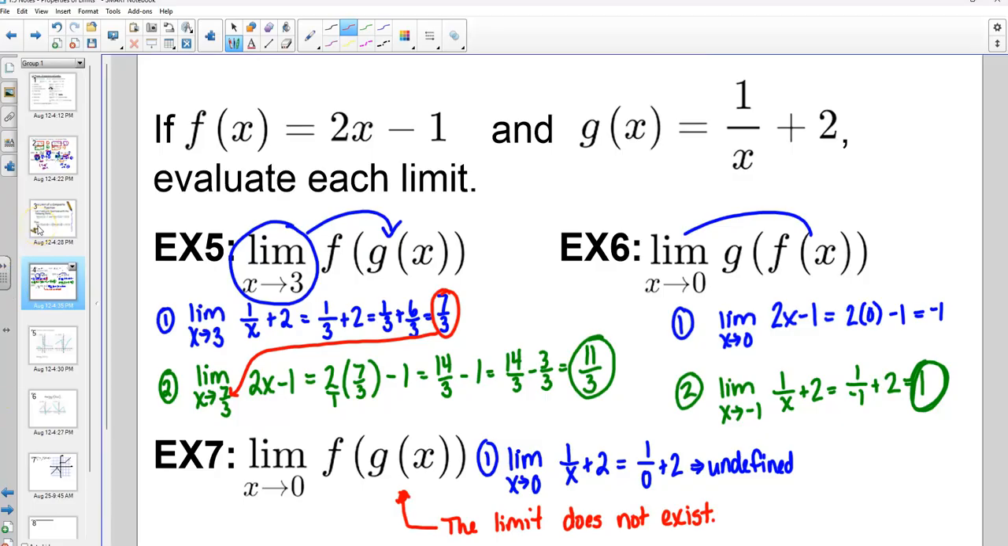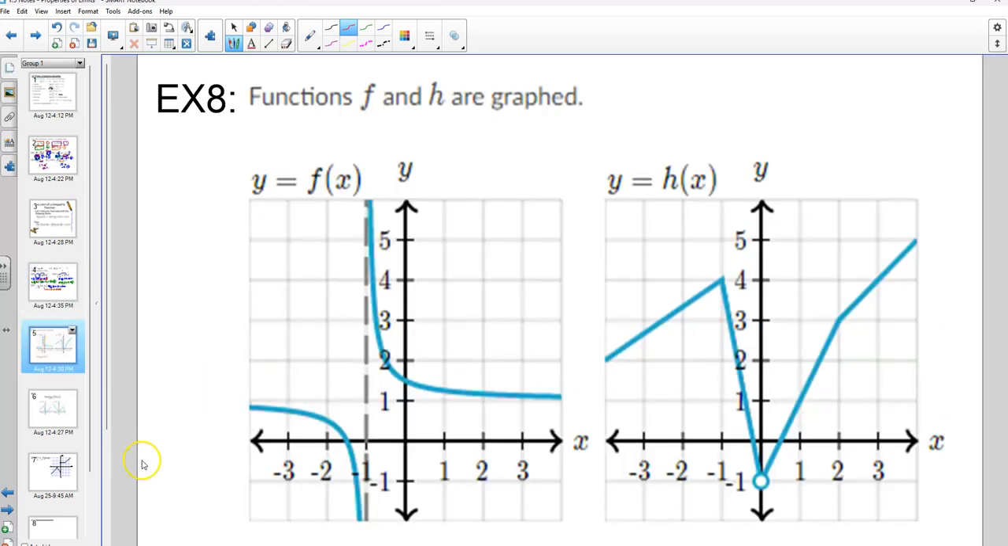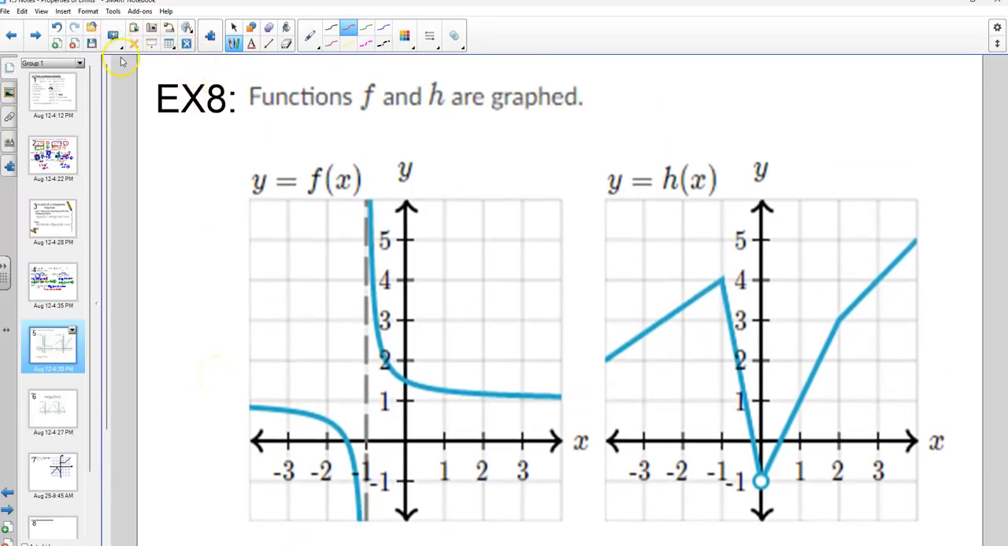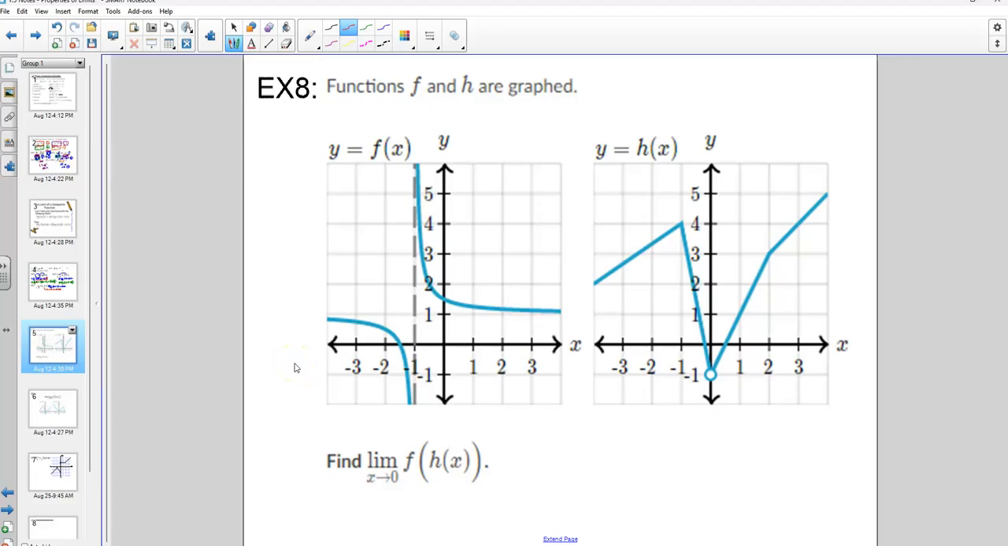Okay. Now, to me, I think the first couple types of problems we've done here are pretty quick and pretty easy to do. The graphs are not long. The graphs can be confusing. So let's look at a graph here, particularly a couple types that we're talking about. Let me zoom out just a little bit so we can see the whole thing. So we've got f and h graphed here. And we are supposed to find the limit as x approaches 0 of f of h of x.